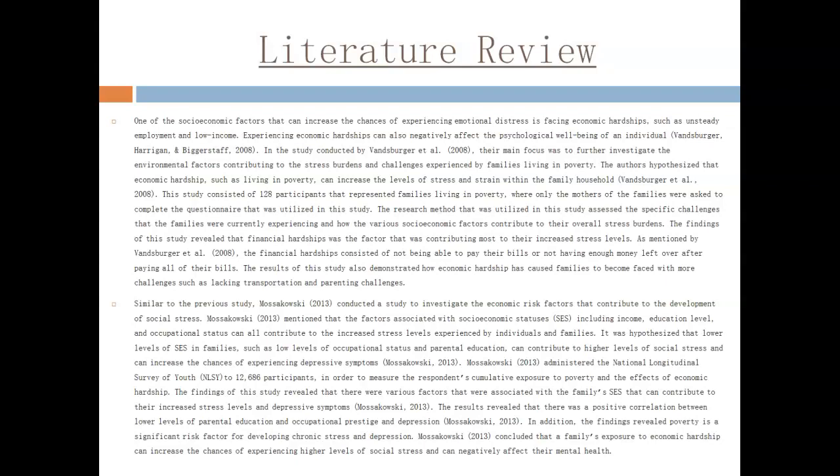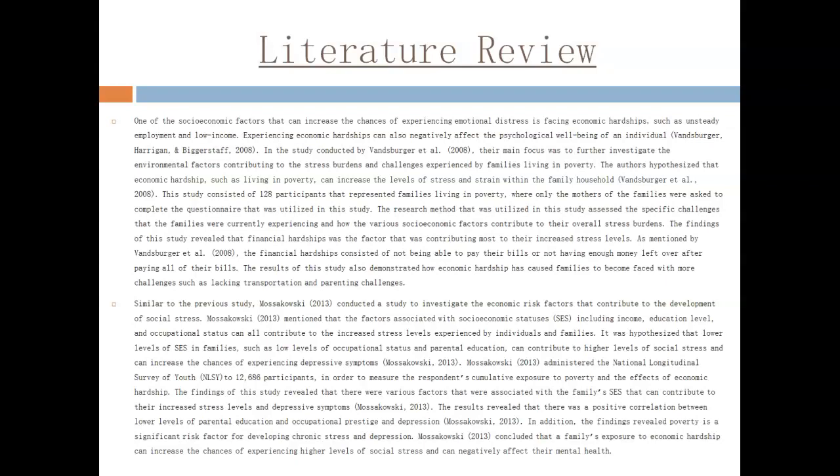In the study conducted by Vansberger et al., their main focus was to further investigate the environmental factors contributing to the stress burdens and challenges experienced by families in poverty. The authors hypothesized that economic hardship, such as living in poverty, can increase the levels of stress and strain within the family household. This study consisted of 128 participants that represented families living in poverty, where only the mothers of the families were asked to complete the questionnaire that was utilized in the study.